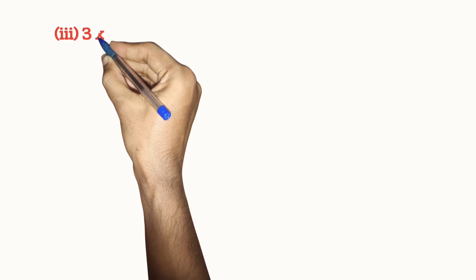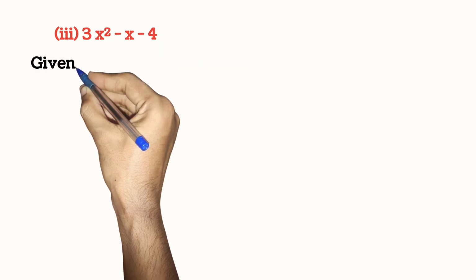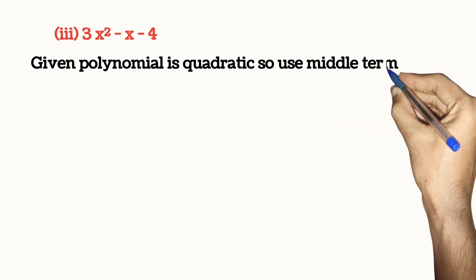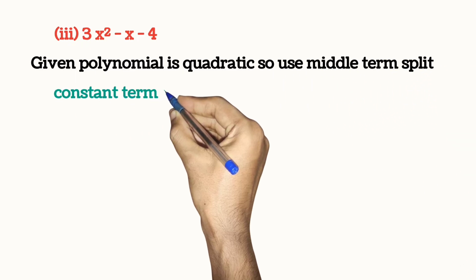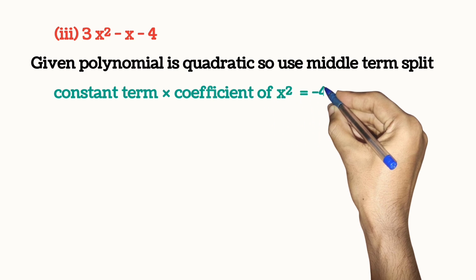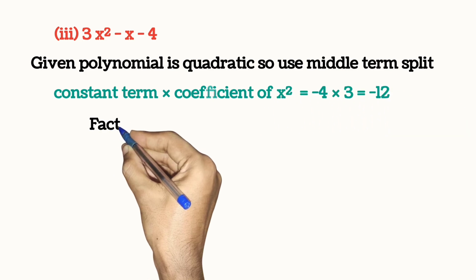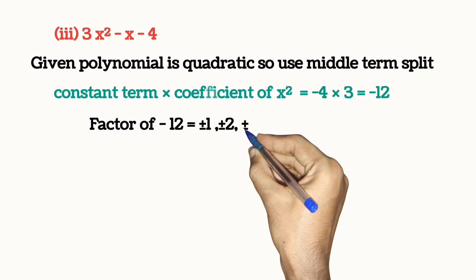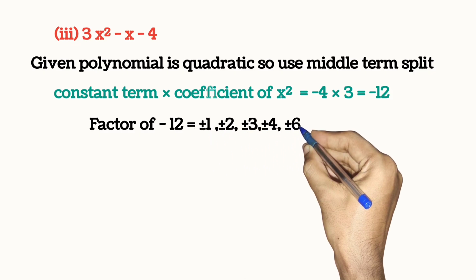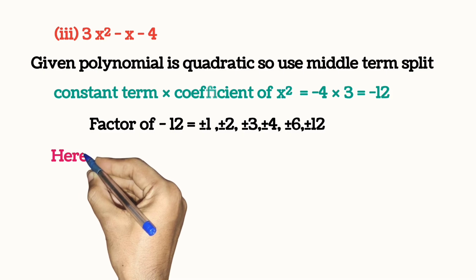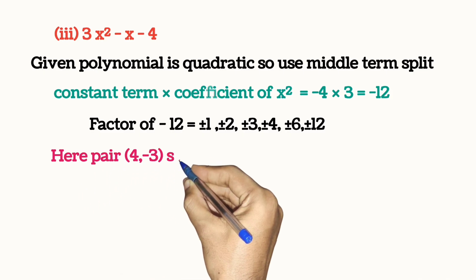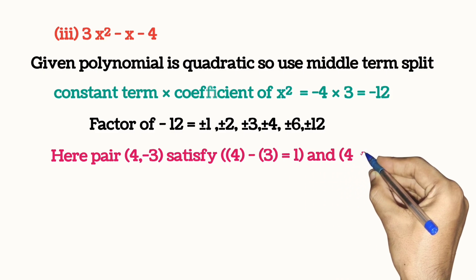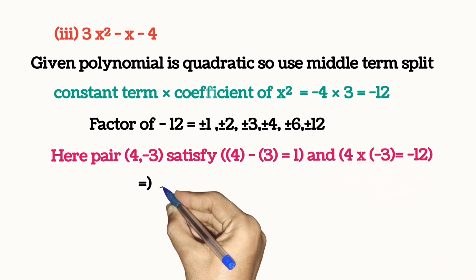Now another polynomial is 3x square minus x minus 4. Given polynomial is quadratic, so use middle term split. Constant term into coefficient of x square, that is equal to minus 4 into 3 equal to minus 12. Now factors of minus 12, that is equal to plus minus 1, plus minus 2, plus minus 3, plus minus 4, plus minus 6 and plus minus 12. Here pair 4 and minus 3 satisfy. 4 minus 3 equal to 1 and 4 into minus 3, that is equal to minus 12.